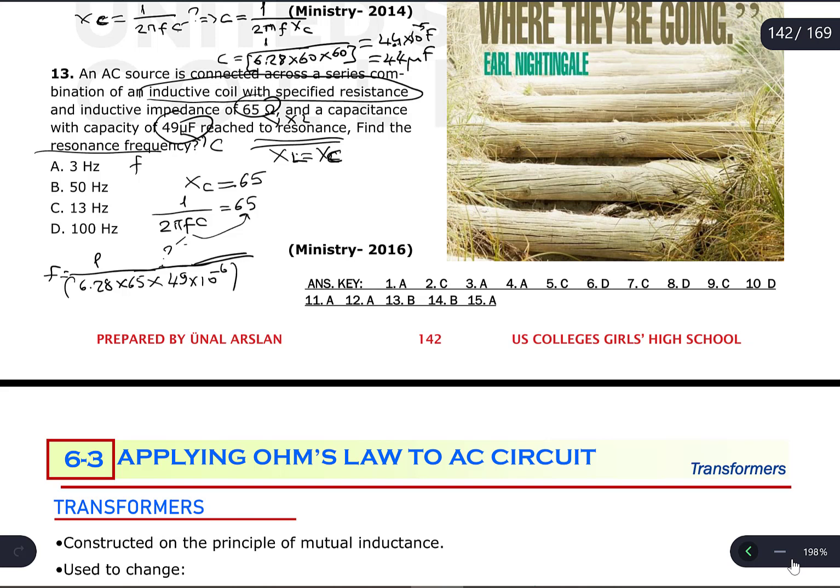So let's get the answer. 1 divided by bracket 6.28 times 65 times 49 times 10 to the power of negative 6. Answer is almost 50 Hertz. Yes, F is equal to 50 Hertz.